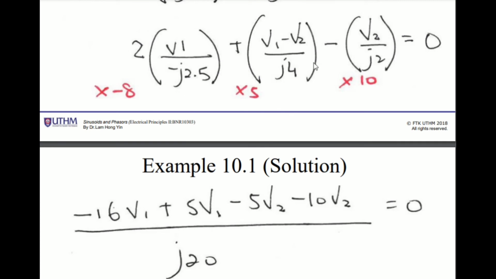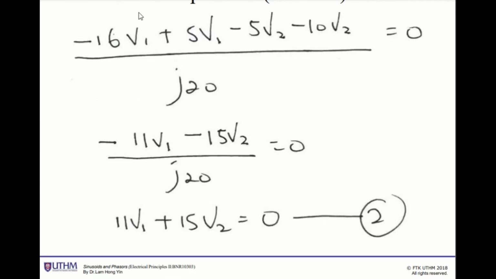So for this equation we simplify it so that all the values at the bottom side will be j20. If we want to make all the values underneath here 20, j20, then for this equation we need to multiply by 10, this by 5, and this by minus 8. Then you get this value over here. So after you simplify it, you get this value for the second equation.